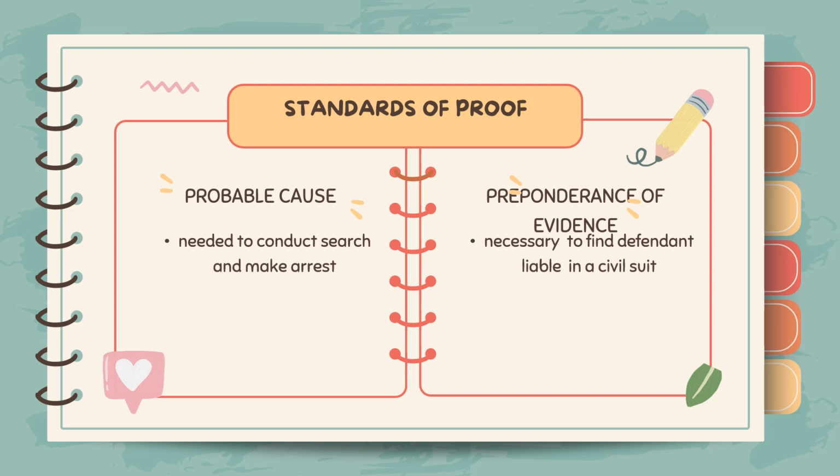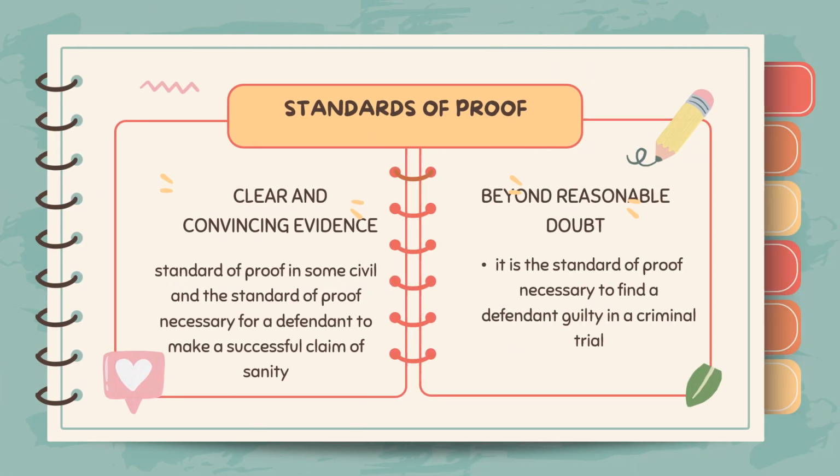Whereas preponderance of evidence, this is mostly used in civil cases, wherein it is necessary to find defendant liable in a civil suit. So evidence that more likely than not outweighs the opposing evidence or sufficient evidence to overcome doubt or speculation. Then we have clear and convincing evidence.